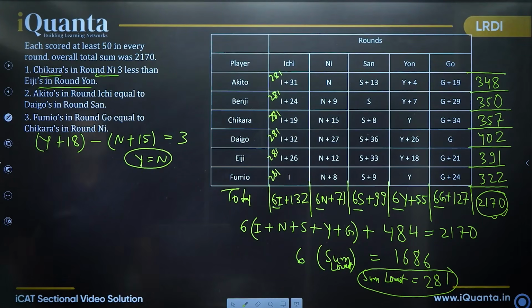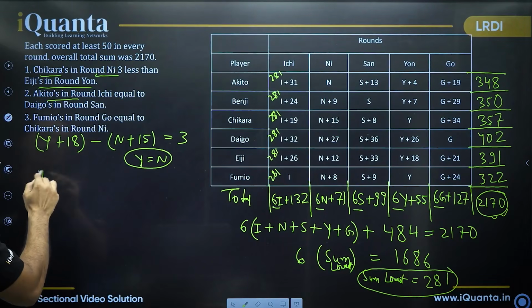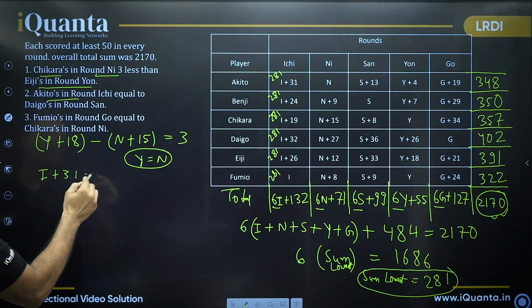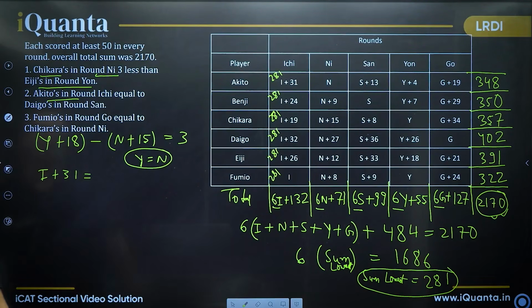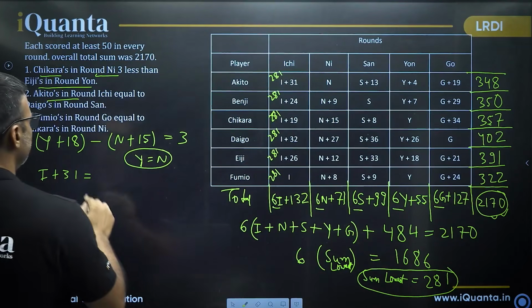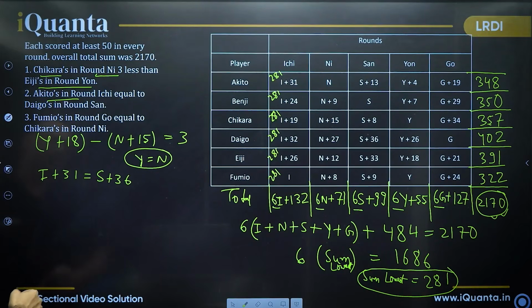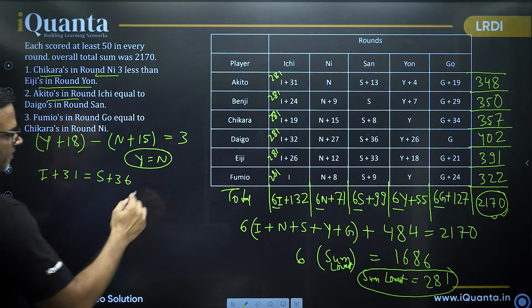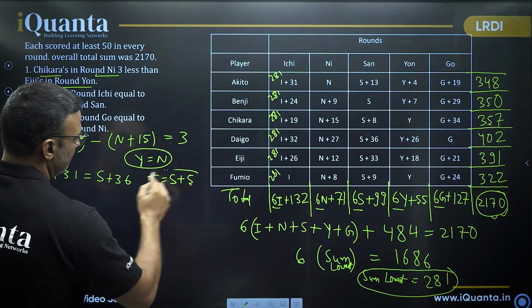Fantastic. Second one, Akito's in round Ichi. Akito in round Ichi is I plus 31. It is equal to Daigo's in round San. D in round San is S plus 36. So I plus 31 is S plus 36. So 31 goes there and subtracts. So we have I is equal to S plus 5. Very good.